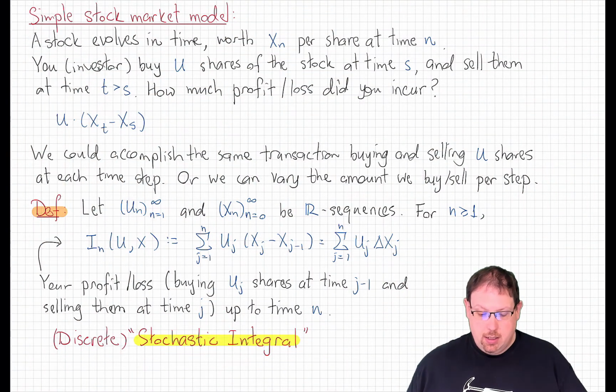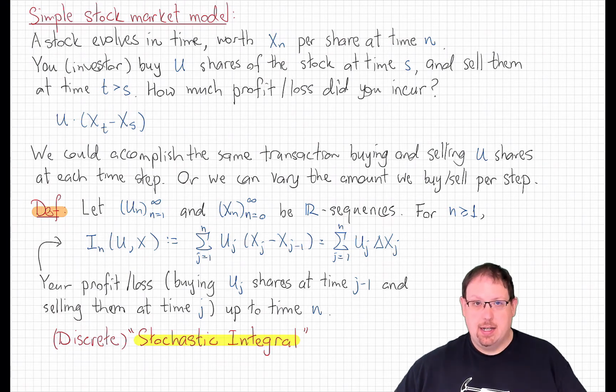A stock evolves in time. Let's let x_n denote the price per share at time n in a discrete time situation. You, the investor, would like to buy some number of shares, let's call that u shares of the stock at some time s, and then sell them at some time t later on. Of course, you would like to make a profit in doing that, so you would hope to sell them at a later time when the price is higher than at the earlier time.